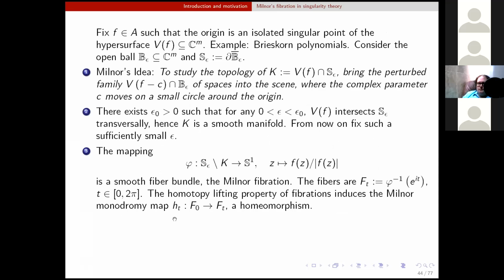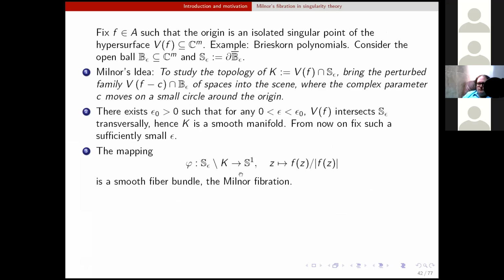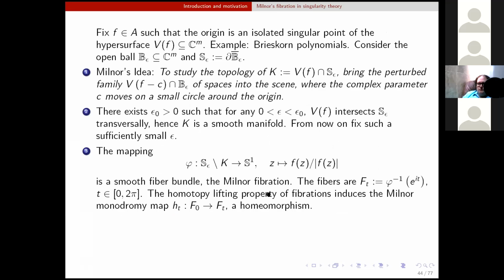So I'm going to use a notation here. This is called the Milnor fibration. This is a fiber bundle over S1, a smooth fiber bundle, and F of t I'm going to denote its fiber. Then, whenever you have a fiber bundle, you can make sense of homotopy lifting. When t ranges from 0 to 2 pi, you are going to turn around S1 once. So go and turn around the origin on this unit circle once, and then take the inverse image over this fiber bundle. So you get a homotopy lifting map, a homeomorphism, which sends you from your fiber at time 0 to the fiber at time t.